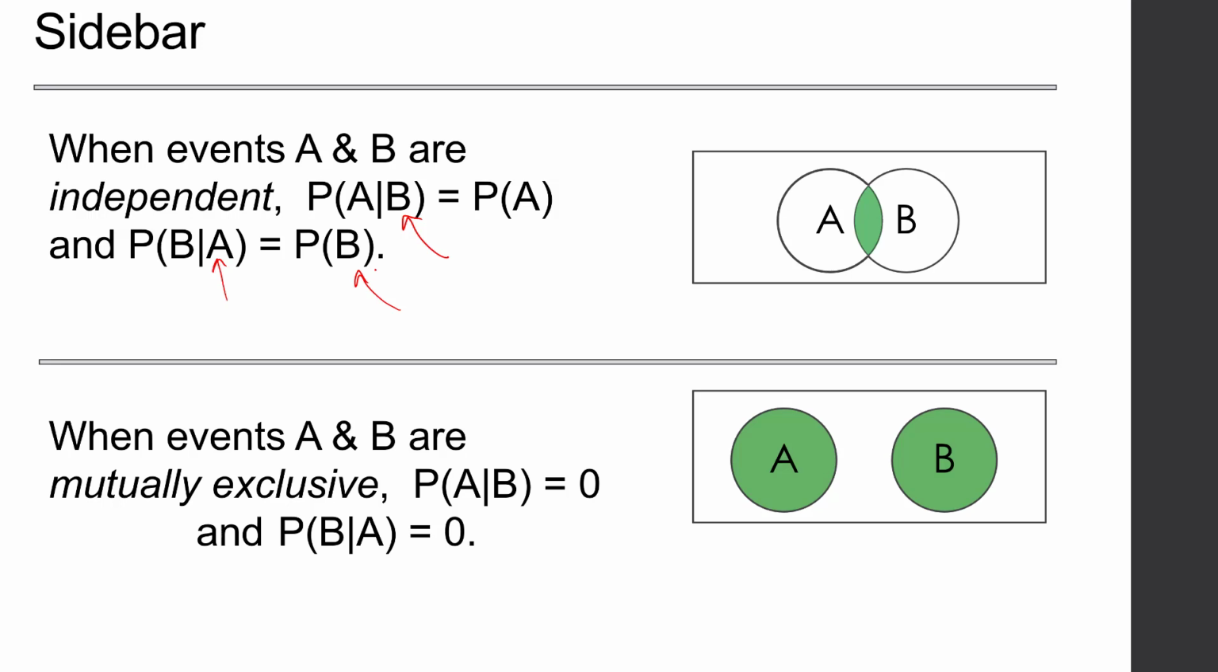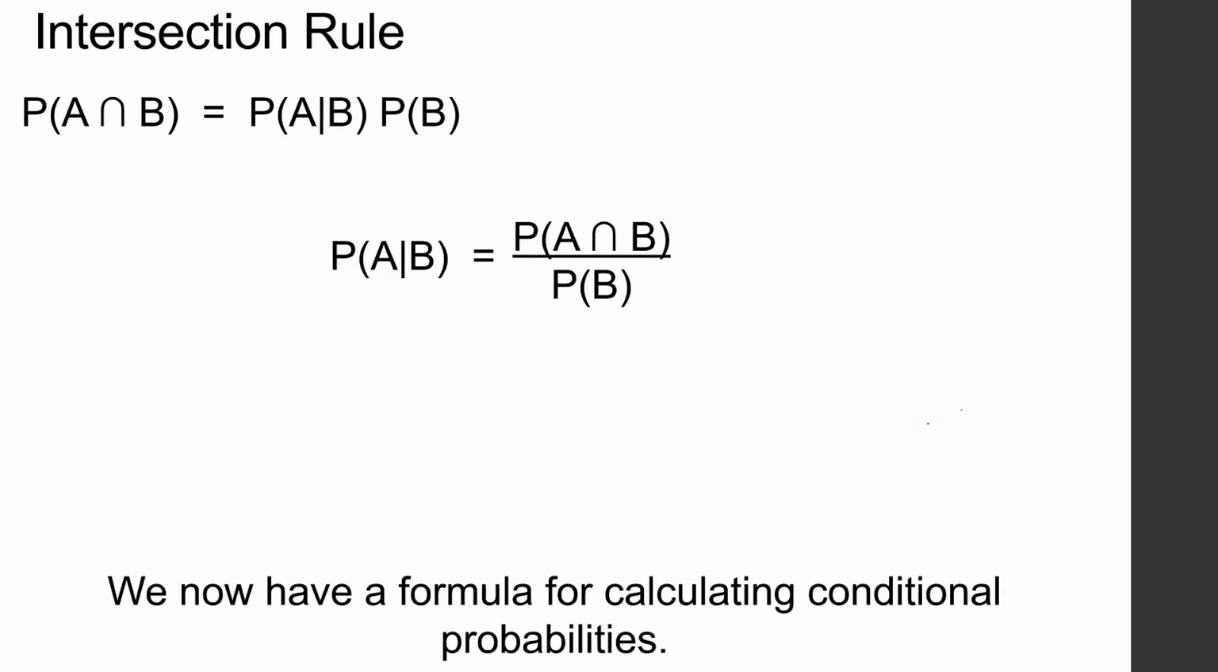And when two events A and B are mutually exclusive, the probability of A given B equals 0. Okay? If they're mutually exclusive, they're disjoint and they don't overlap. And so the probability of A given that B happened is 0, because if B happened, you know you're inside this circle, so A couldn't have happened. And similarly, the probability of B given that A happened is also 0.